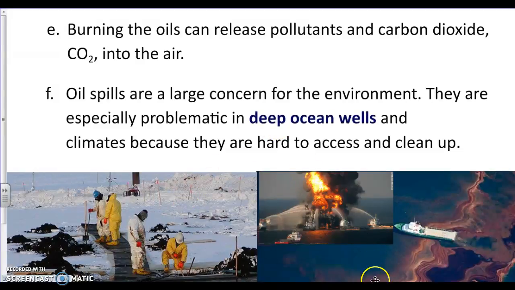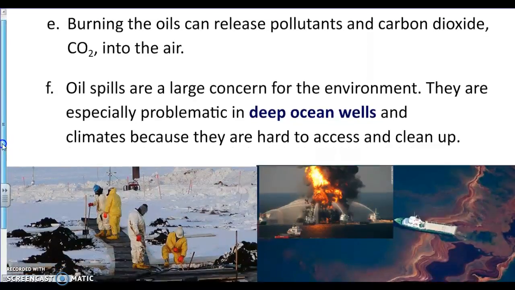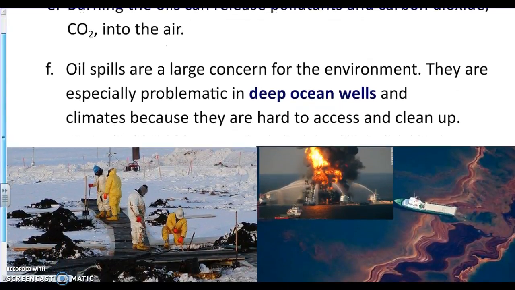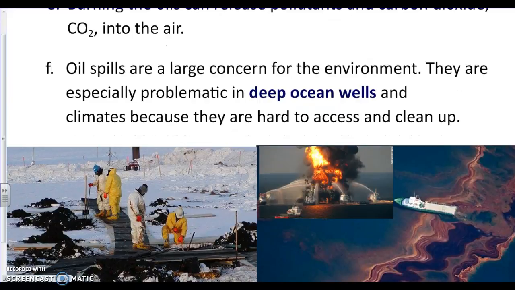And here are some pictures from the 2010 Gulf of Mexico oil spill. Okay, luckily they've done a great job of getting that cleaned up, considering how long that leak was for. I know you guys were younger, but that was horrible.